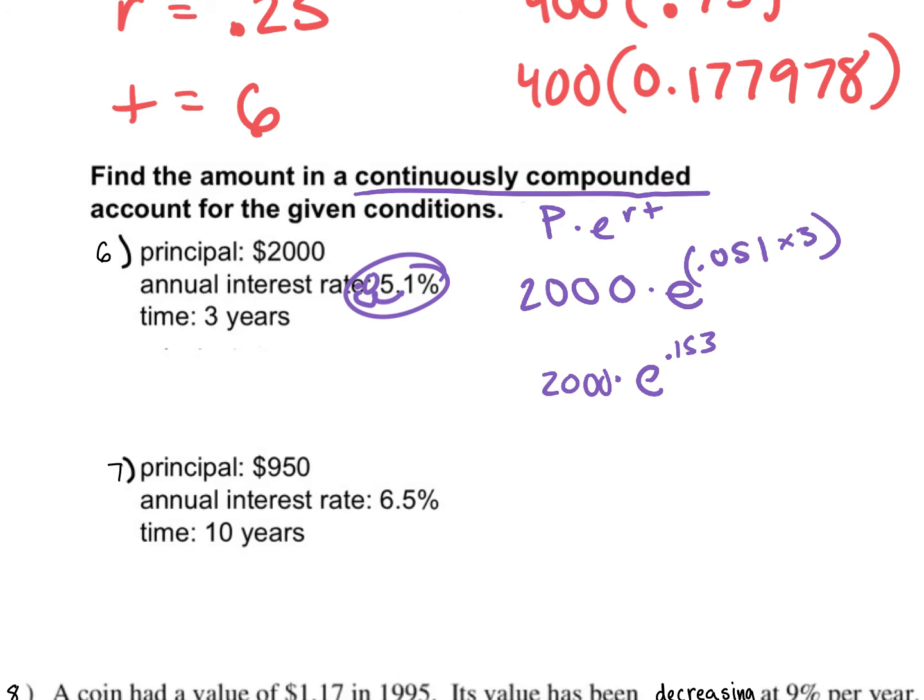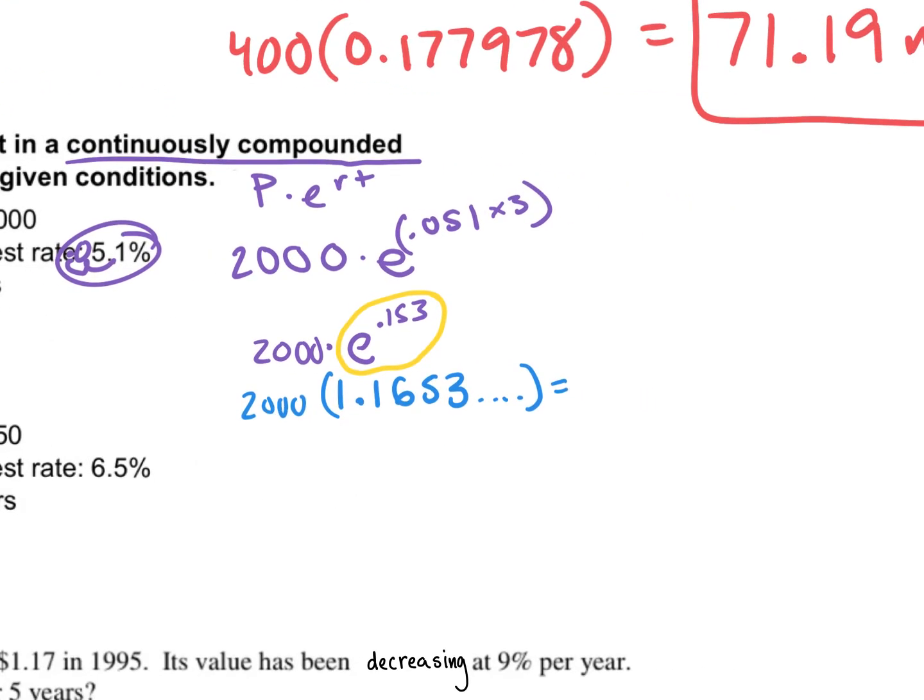What do I have to do next? I have to press e and then check the exponent. Yep, so we do this part next. e to the power of 0.153. So that will give us 1.1653. And then we multiply that times 2,000. So what'd you get for your final answer?